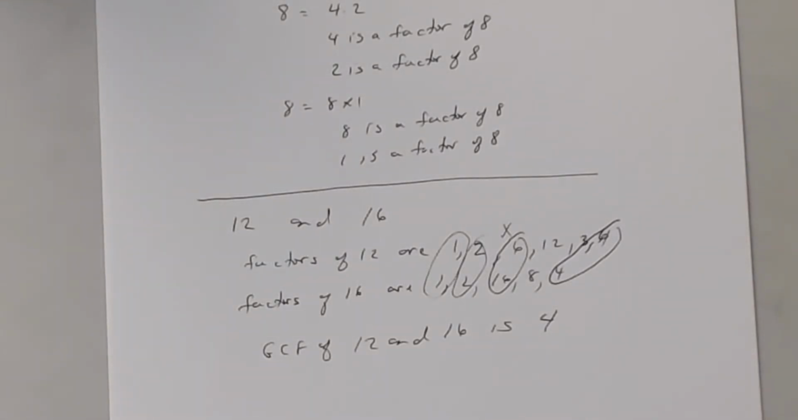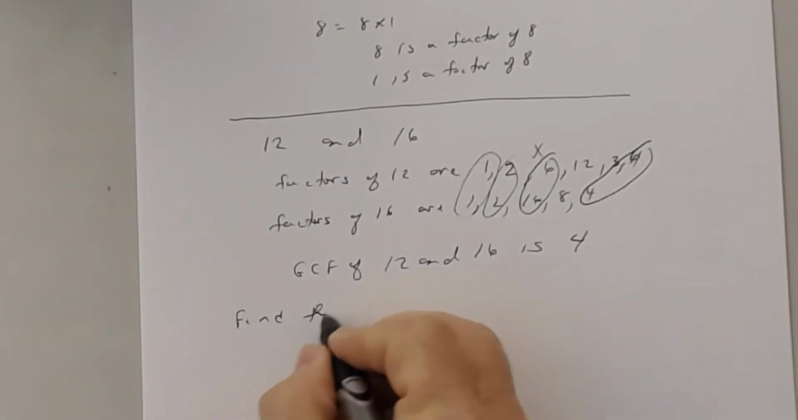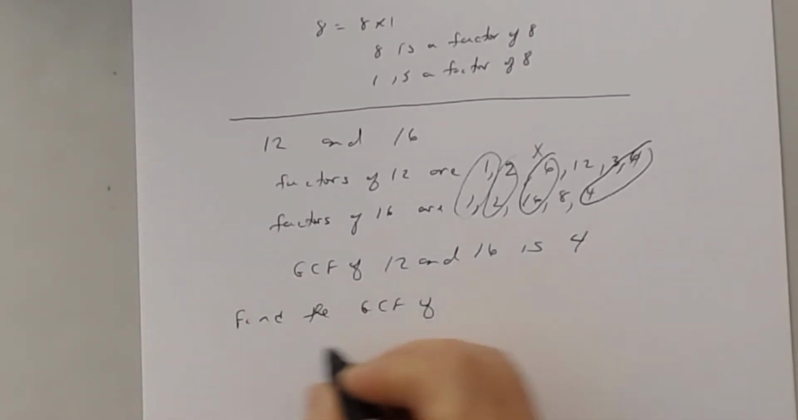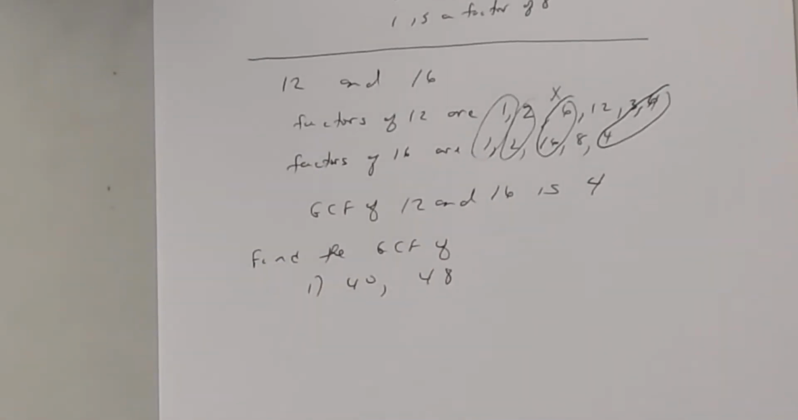Okay? All right, now let's look at this idea. Let's look at problem number one. Find the GCF of 40 and 48. Now, there are a couple ways to do this. One way is to do what we just did. But sometimes the numbers get pretty big.